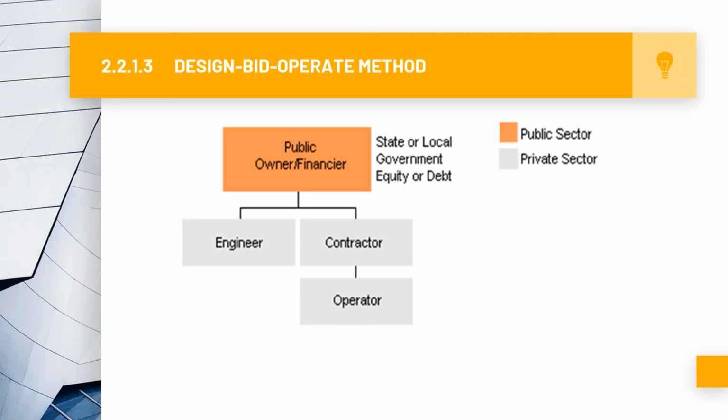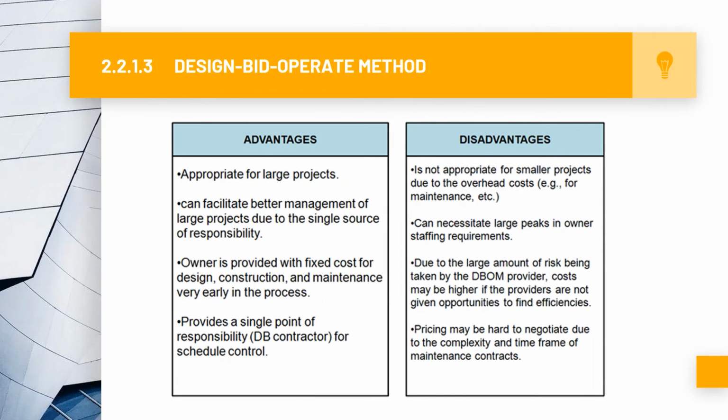So this kind of method di mana mereka engineer, contractor dan operator berada dalam satu sistem. Mereka bertanggungjawab untuk membina dan seterusnya mengekalkan maintenance untuk projek pembinaan tersebut. Seperti construction delivery method yang lain juga, method design, build, operate ni mempunyai advantage dengan disadvantage sendirilah.